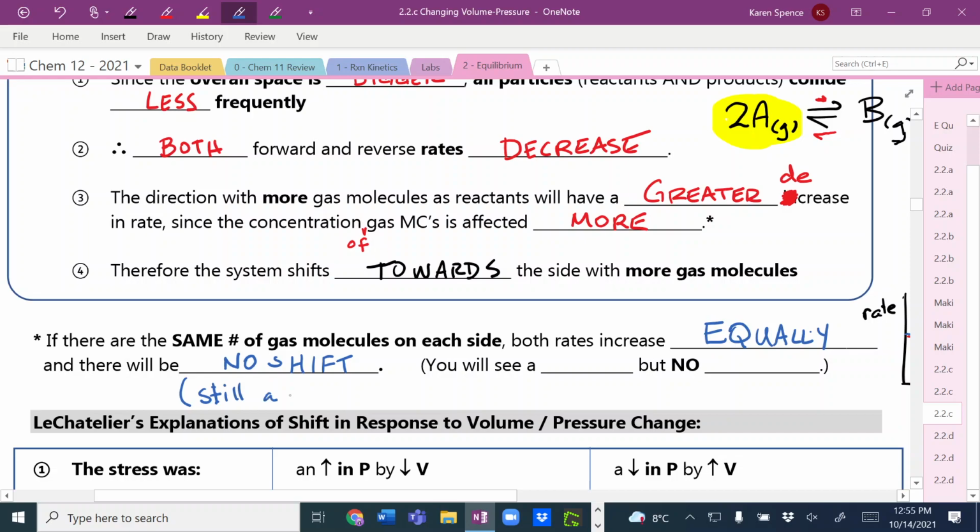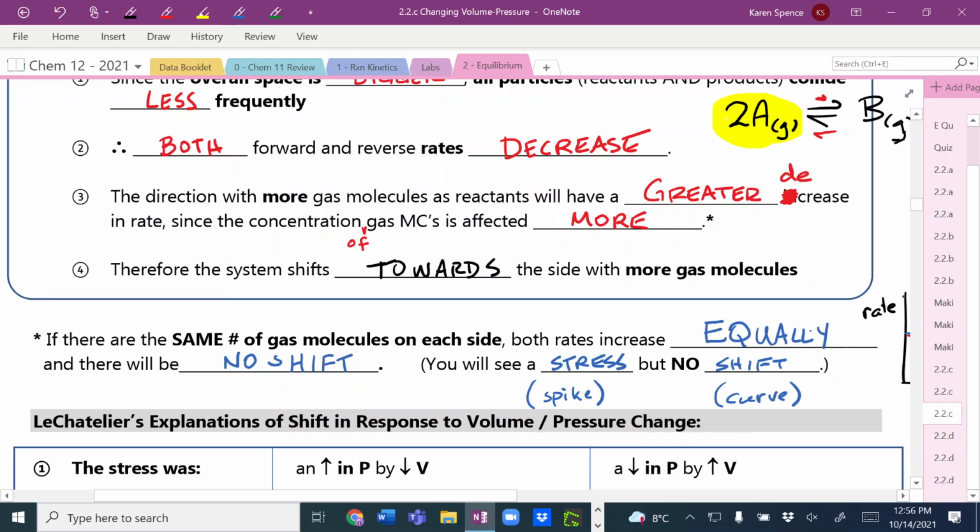Still a stress. Oh, in fact, I wrote that. Why am I writing it again? You will see a stress, but you will see no shift. There we go. So the stress is the spike. A spike is a vertical. Okay? So you will see a vertical line, but you will see no curve.